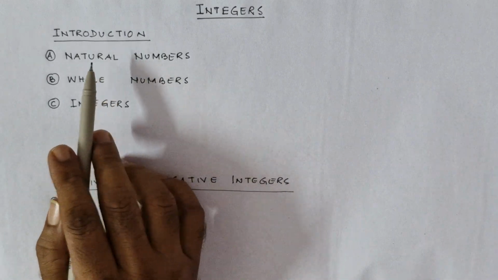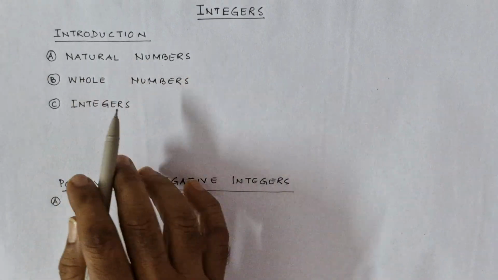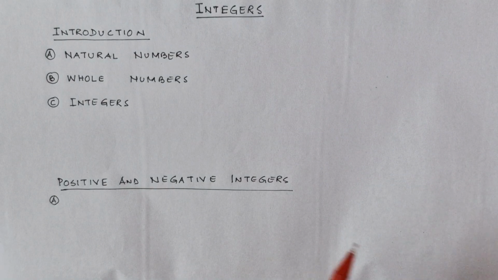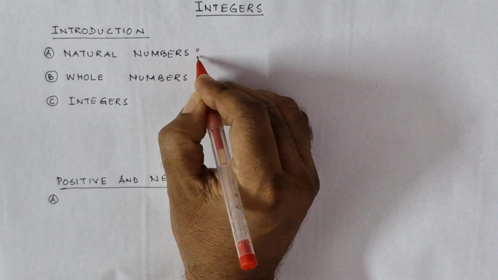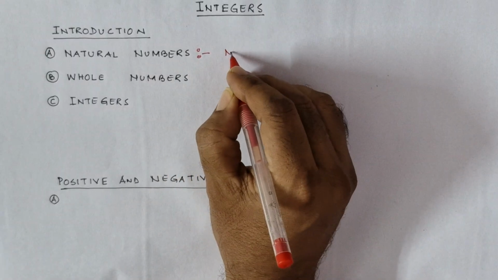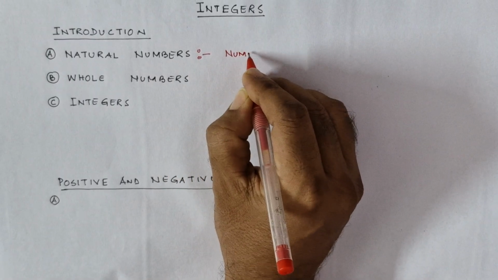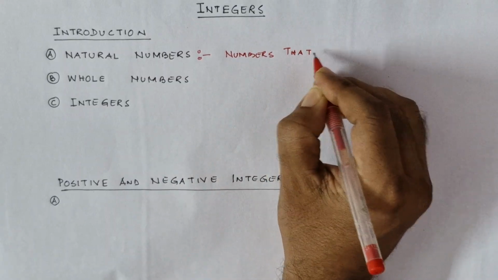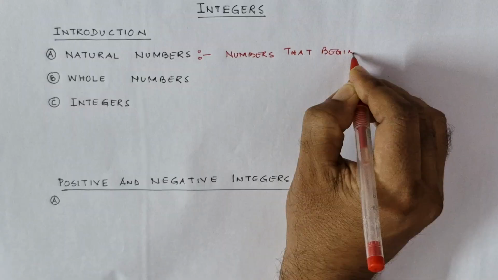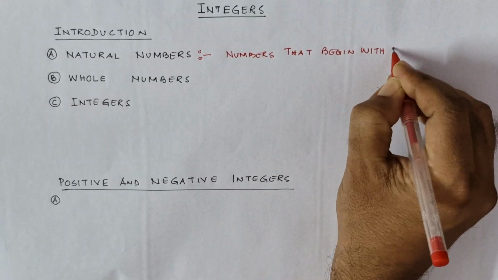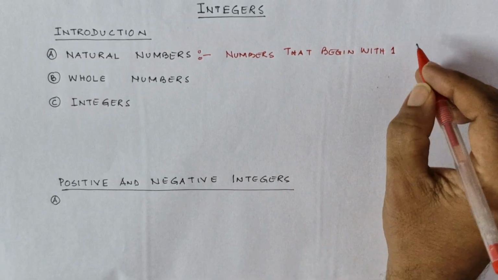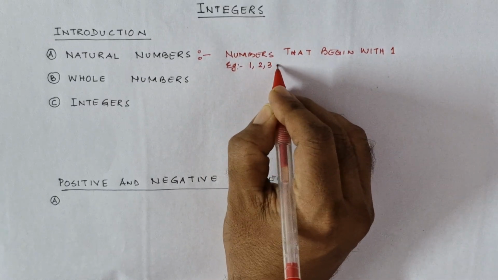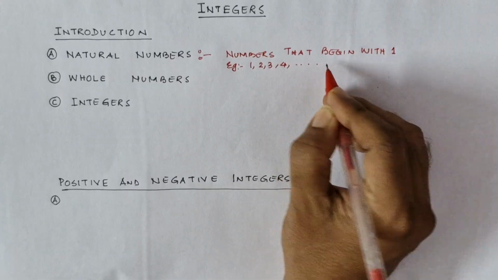I have already written three things: natural numbers, whole numbers, and integers, right? So what are natural numbers? Numbers that begin with 1. Right? So examples: 1, 2, 3, 4 and so on.